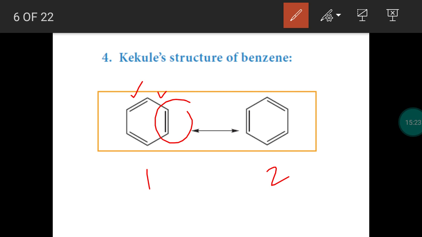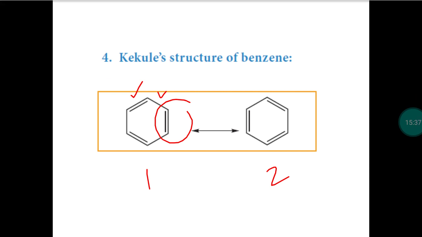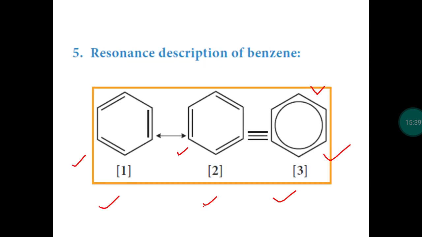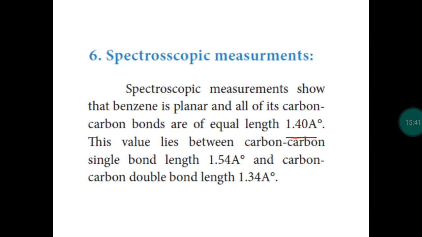So we expect two bond lengths for benzene. The single bond will have 1.54 and the double bond will have 1.34, but that is not the case. All the covalent bonds in benzene have an equal bond length of 1.40 angstrom. So this is the data we obtained from spectrometry.